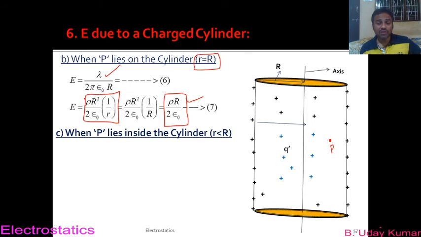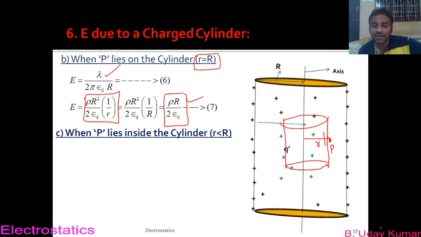whatever the steps that we already have taken, we have to follow the same steps. We have to choose the point P at a distance of small r, and then construct a Gaussian surface here. The Gaussian surface is going to be again a cylinder of radius small r, and then we have to choose a small area element ds. Whatever steps we have done for the point P when it lies outside, the same steps we have to do here also.